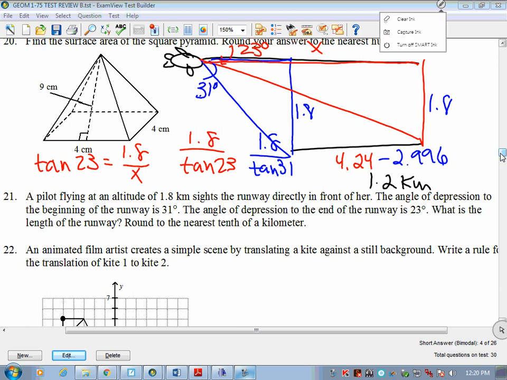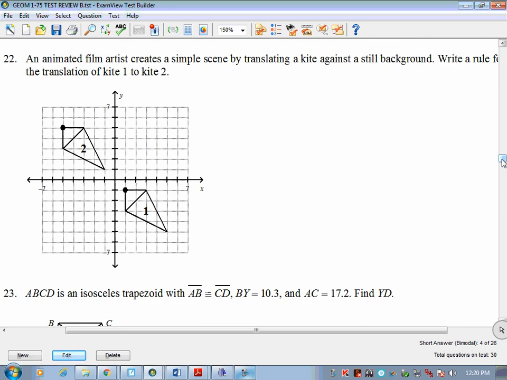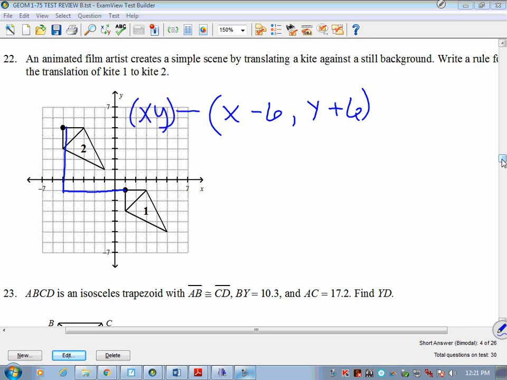So that was question 21, and sound came in halfway through 22. 23: on this one, I'm going over 6, up 6, so it's actually x minus 6, but I'm going up, so y plus 6. So xy to this, okay? And it comes in halfway through 23.